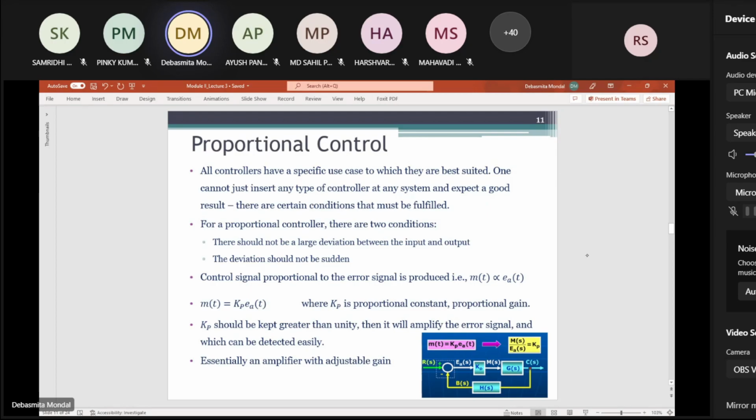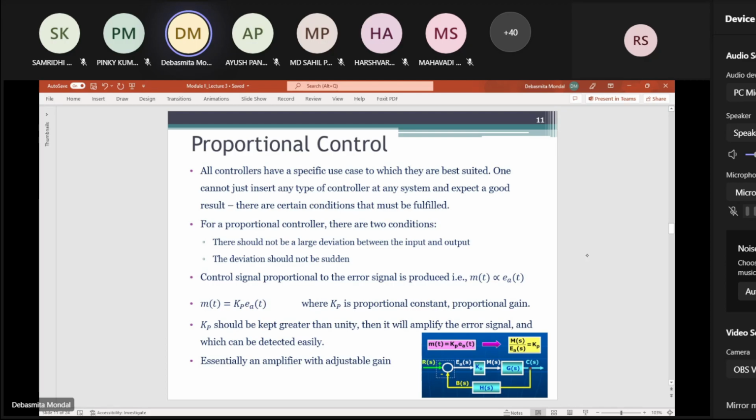Now this value of Kp is generally kept greater than unity, because we would always want to amplify the error signal, since we are dealing with small error signals. If you have a higher value of Kp greater than unity, you will amplify the error signal, and that could be detected easily, and it would be able to drive the process or the plant according to your need. So this proportional control is essentially an amplifier. You can assume it to be an amplifier with an adjustable gain.